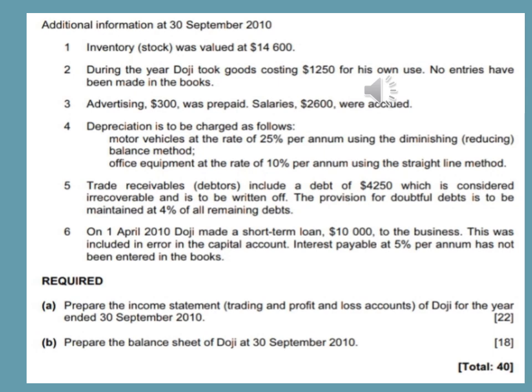Prepare the income statement, trading and profit and loss accounts of Doji for the year ended 30th September 2010, and the balance sheet has to be prepared according to the format shown to you all for Doji at 30th September 2010. I hope you all have understood this question now.